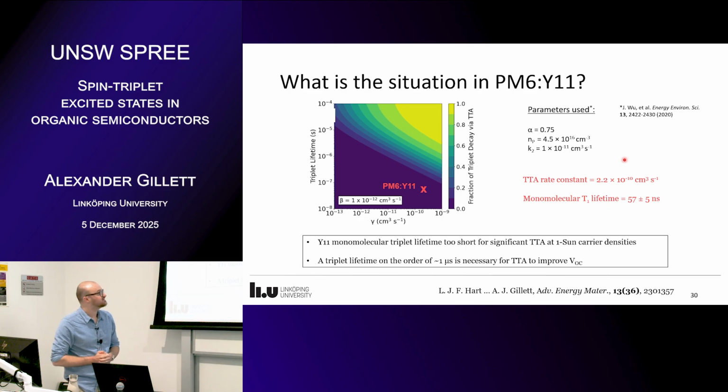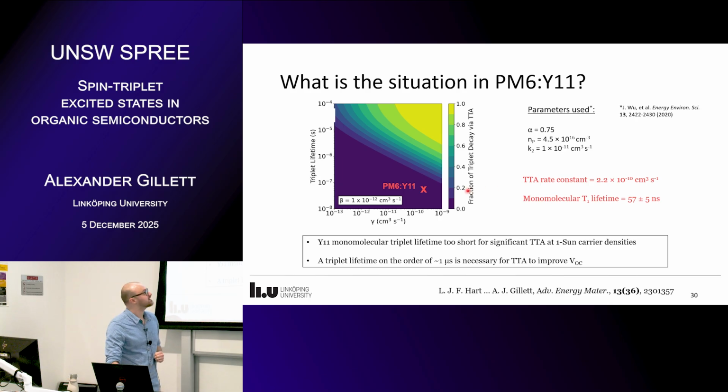So we have our estimated TTA rate constant for Y11, which tends to be of the order 10 to the minus 10. And that now becomes quite important on a very short monomolecular triplet lifetime, which was quite surprising when we measured it for a few different Y-series acceptors, and some other groups have also found a very short lifetime. So I think it's probably real.